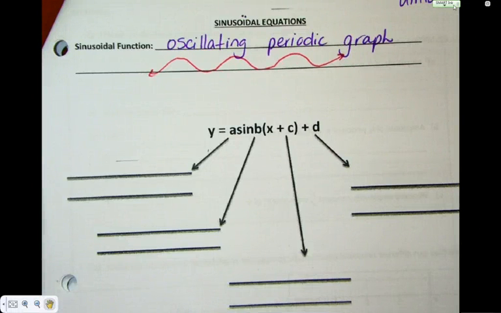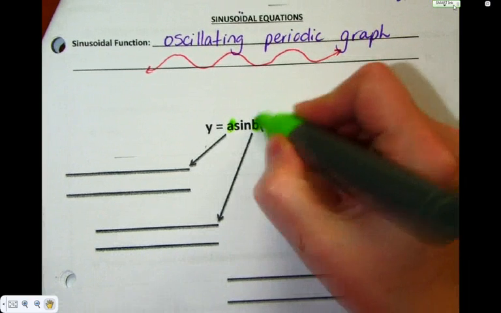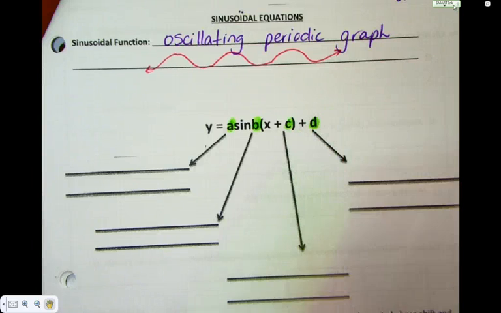So you have seen this before. This is just what we talked about 2 classes ago. This will be a number. This will be a number. This will be a number. And that will be a number. So A, B, C, and D will just be numbers. They might be 0, but they're still numbers.